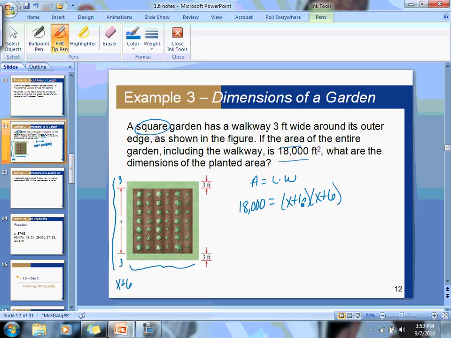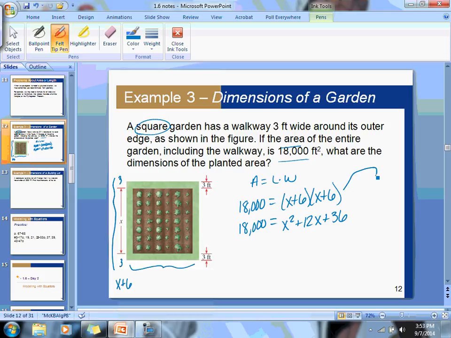So when I distribute this out now, I'll have 18,000, and I'll have x squared plus 6x plus 6x, so that'll be 12x plus 36. Now, we could try and factor this. Actually, there might be a little more straightforward method for solving this.